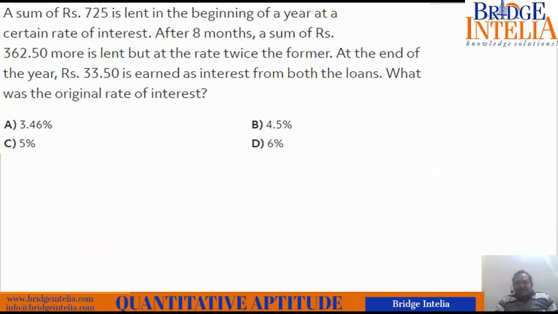Let's see this question. This again is a very good question. If you want, you can try on your own first. Anyways, let's see. A sum of rupees 725 is lent in the beginning of a year at a certain rate of interest. So rupees 725 was lent at a certain rate of interest. So let the rate be equal to R%.